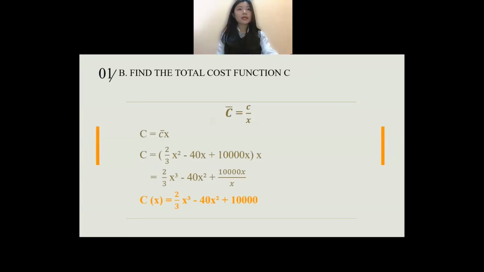Next, 1b, find the total cost function C. In this case, we are given only the average cost function, which is the total cost function divided by x. So by moving the x to the other side, the total cost function equals the average cost function multiplying x. Therefore, we use the average cost function 2/3 x squared minus 40x plus 10,000 over x, multiplying x. This gives us the total cost function of 2/3 x cubed minus 40x squared plus 10,000.